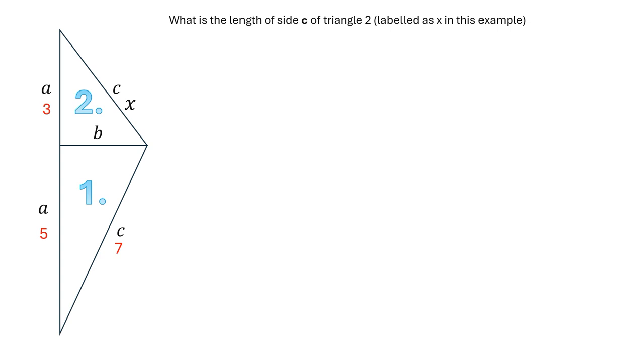And if we look at triangle 1, we can see that we have enough information to solve for the remaining side of triangle 1. Once we do that, we can use that common side B, which will give us 2 pieces of information for triangle 2. So let's start by solving for triangle 1.